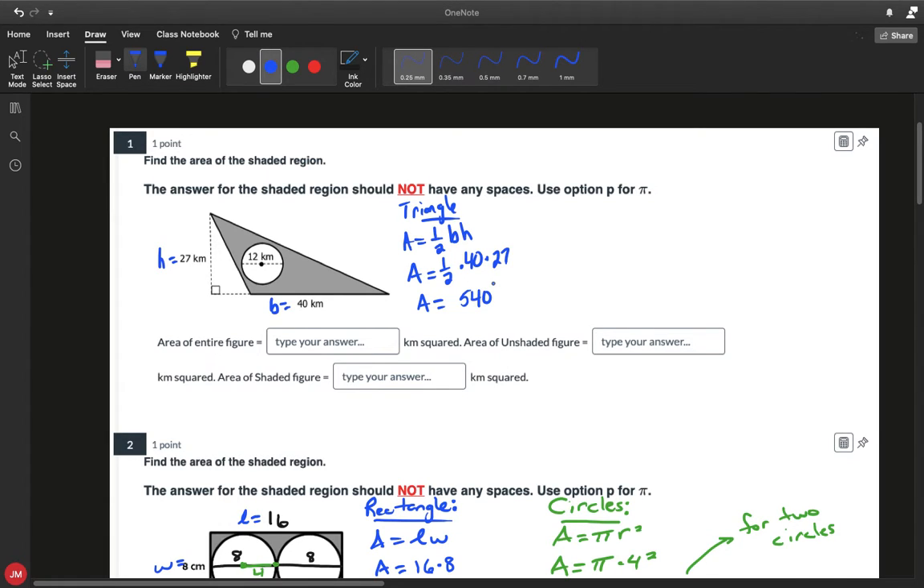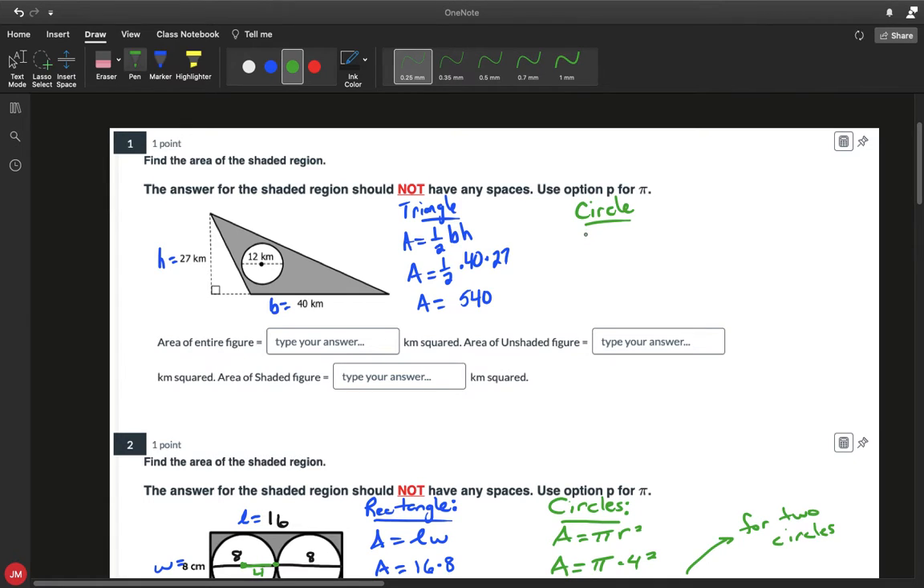All right, so obviously that is the area for the triangle. The one thing we have to make sure of, though, is that it really doesn't actually have that full area because we need to take away this area for the circle. So let's go ahead and find the area for our circle right now.